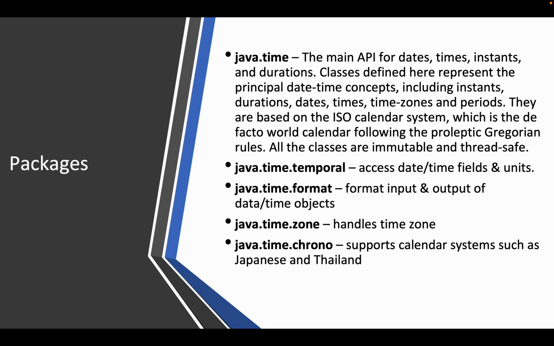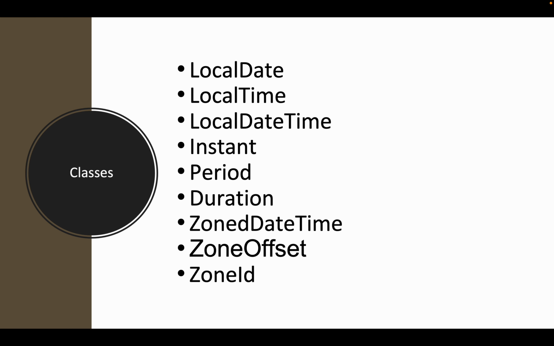So inside the branch of it, which is the temporal package, we have the classes, enums or interfaces that are used to access date time fields and units. Then you have format, which is used to format input and output of DateTime objects. And then the zone package actually handles time zones. Then we have chrono, which supports calendar systems such as Japanese and Thai. And the classes you will mostly be working with are LocalDate, LocalTime, LocalDateTime, Instant, Period, Duration, ZonedDateTime, ZoneOffset, ZoneId.